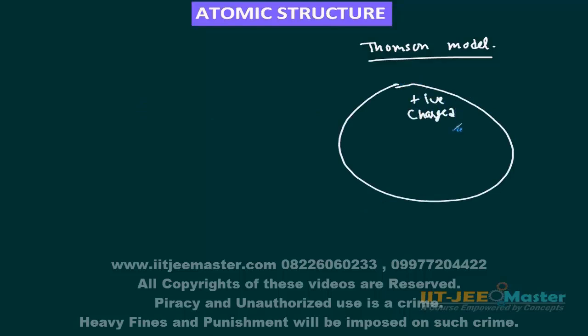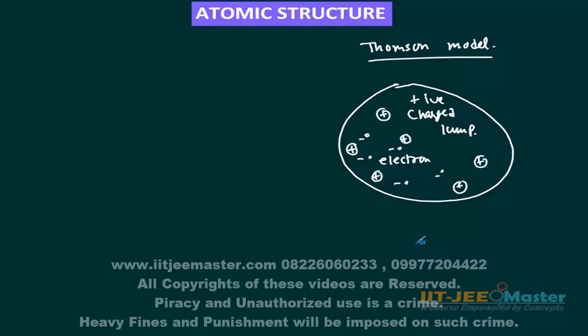Matter is a positively charged lump like a cake, and inside that, small electrons are there. These are electrons, which are negatively charged. Positively charged matter with electrons in it. This is Thomson's model.